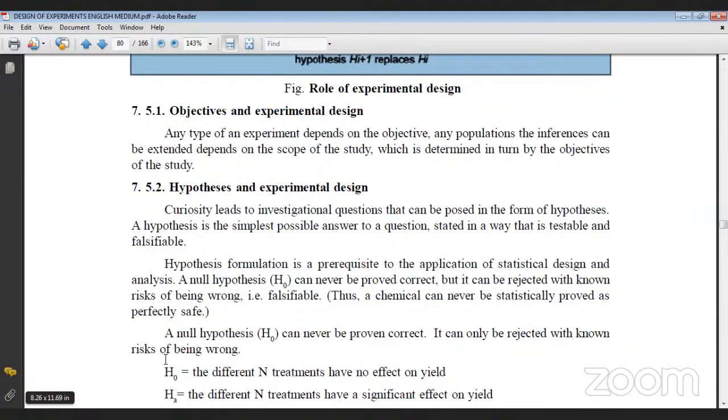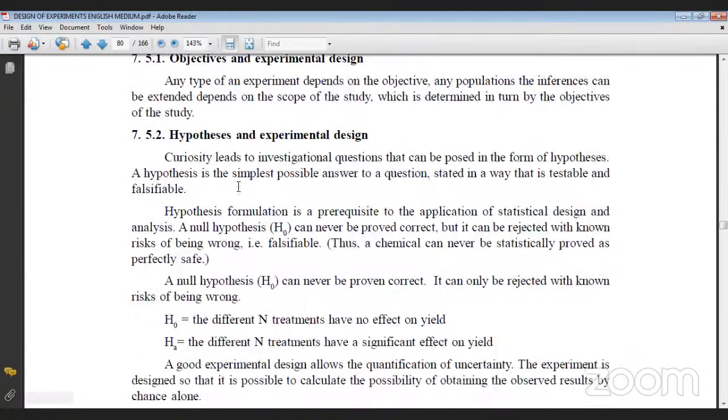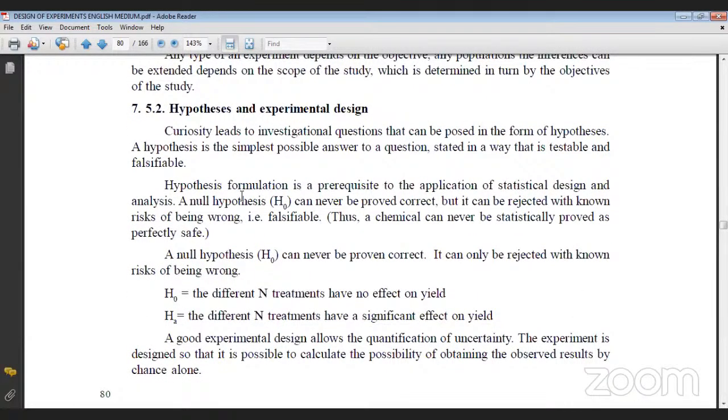Curiosity leads to investigational questions that can be posed in the form of a hypothesis. A hypothesis is the simplest possible answer to a question, stated in a way that is testable and falsifiable. Hypothesis formulation is a prerequisite to the application of statistical design and analysis. All hypotheses can never be proved correct, but they can be rejected with no risk of being wrong. Thus, a chemical can never be scientifically proved as perfectly safe. A null hypothesis can never be proven correct. It can only be rejected with no risk of being wrong.